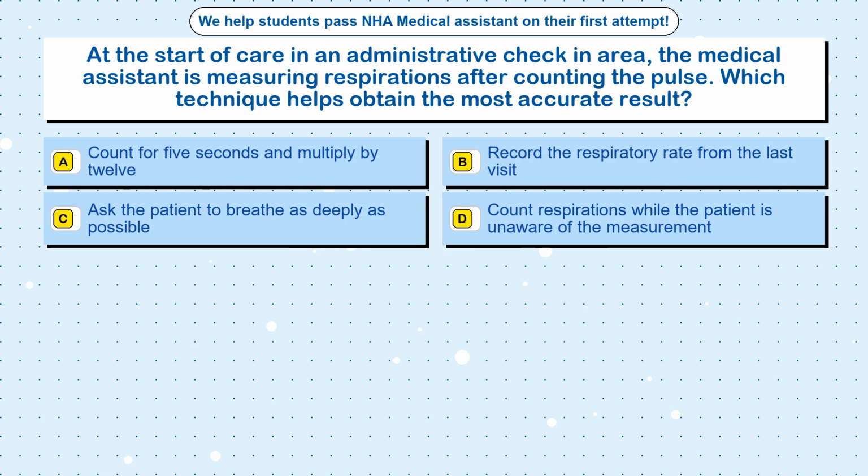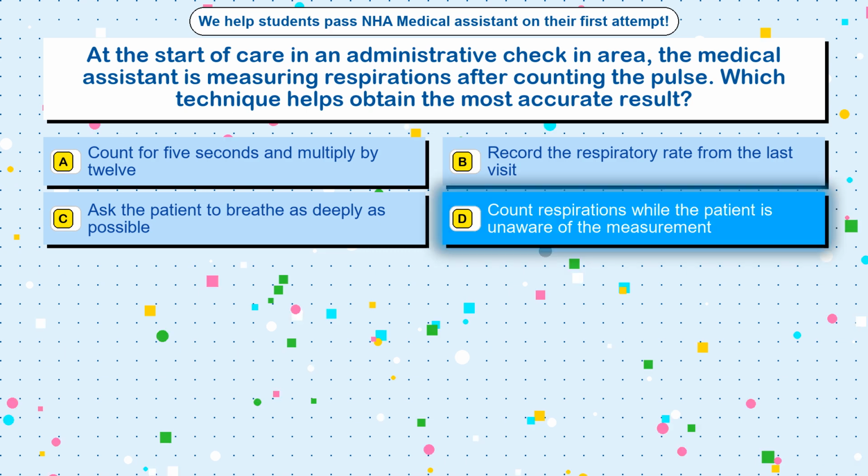Question 16. At the start of care in an administrative check-in area, the medical assistant is measuring respirations after counting the pulse. Which technique helps obtain the most accurate result? Option A, count for 5 seconds and multiply by 12. Option B, record the respiratory rate from the last visit. Option C, ask the patient to breathe as deeply as possible. Option D, count respirations while the patient is unaware of the measurement.